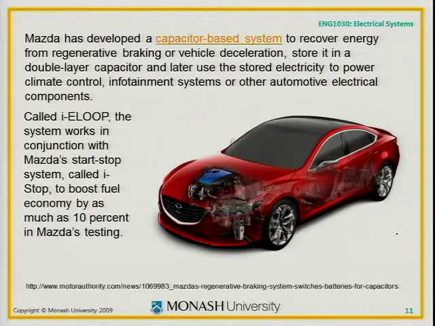You may have seen some ads a while ago, but Mazda has developed a capacitor-based system to recover energy from regenerative braking or vehicle deceleration. You build up all this momentum, all this energy. When you brake, you waste it. But if you can recoup some of that and store it, that's what this system does. It stores it in capacitors, and you can then reuse that energy for your climate control and other things for your vehicle and get some efficiency out of that. You can boost the fuel economy by as much as 10% in Mazda's testing.